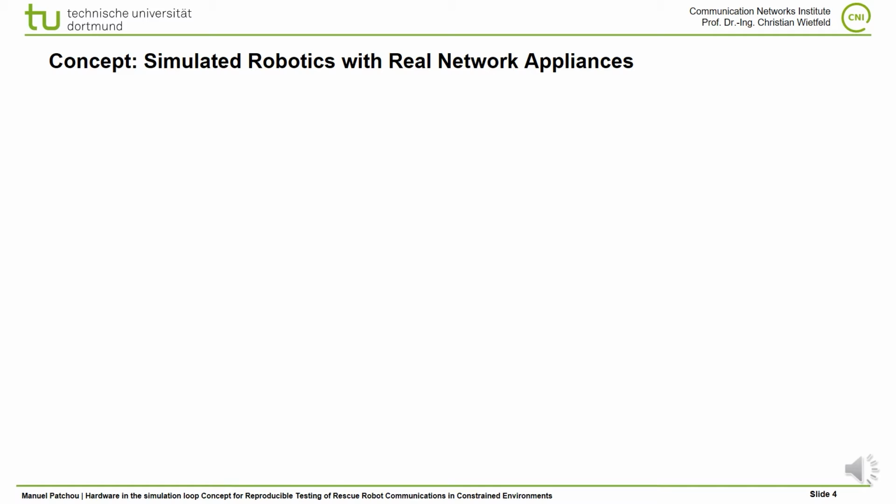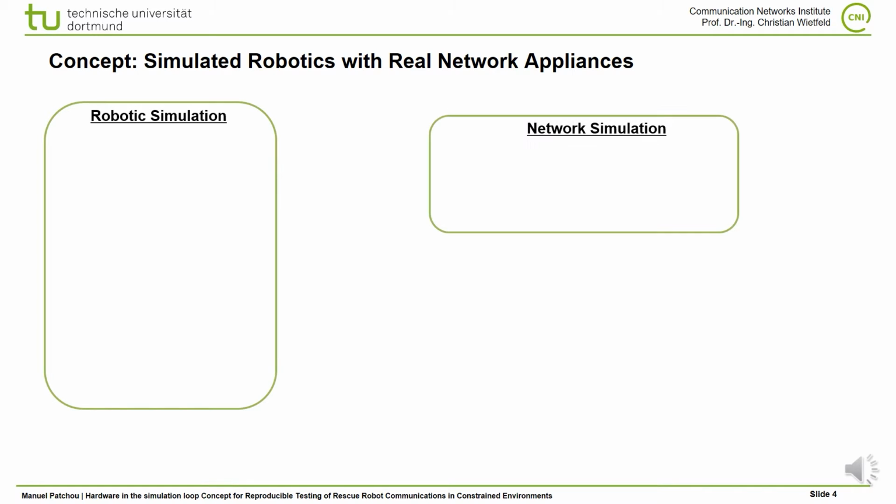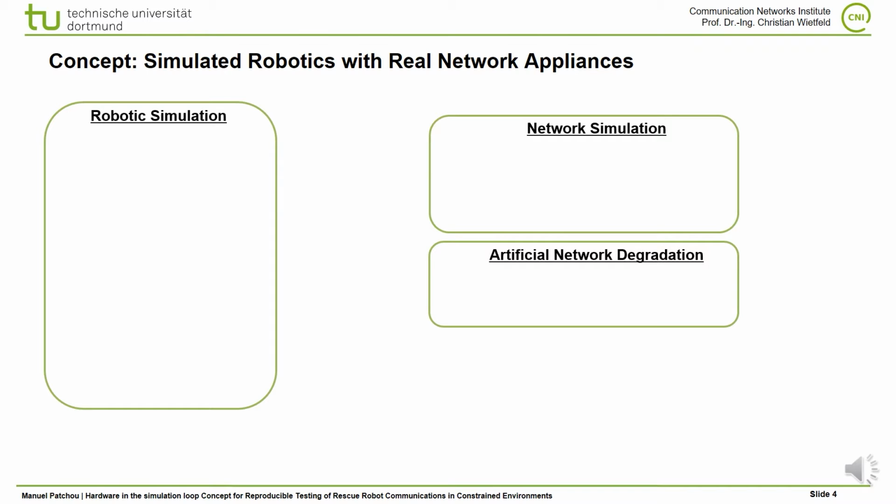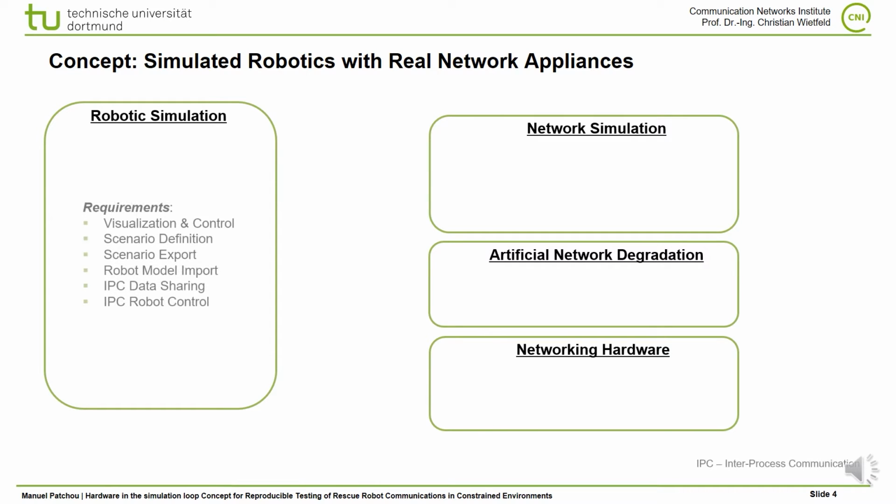The proposed concept has the following building blocks: a robotic and a network simulation, an artificial network degradation module, and the networking hardware. The robotic simulation must allow, among other things, to export the scenario in a commonly used format and to include a custom robot model. Advertising simulation data and controlling the robot from an external process must be possible as well.